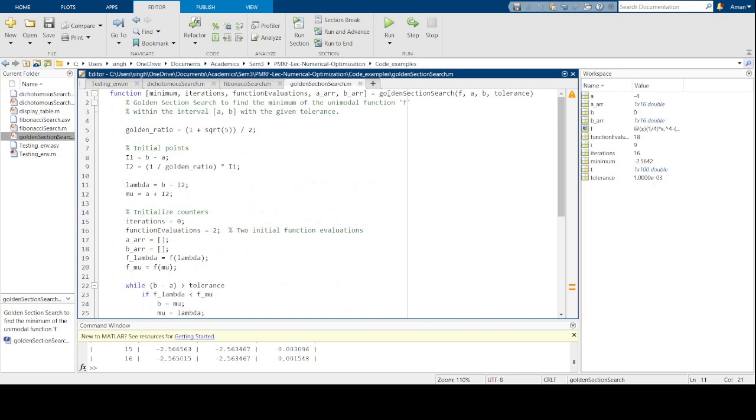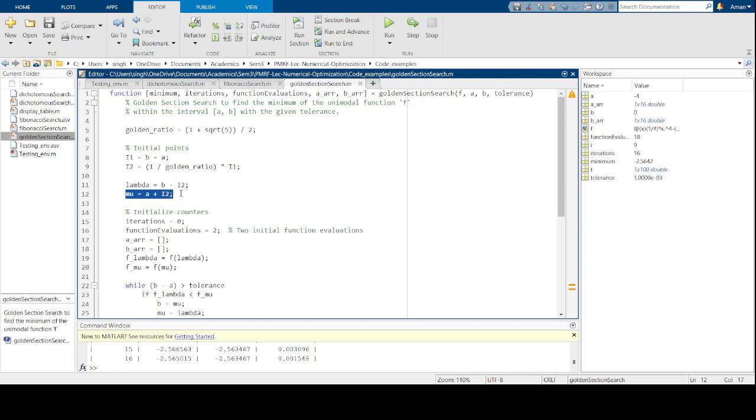So golden section search, the structure is again similar. Tolerance. Now first we calculate the golden ratio, which is (1 plus root 5) by 2. So it is calculated here. And then we initialize the initial points, initial lambda and mu. So length of the initial interval is b minus a, and length of the second interval, which by golden section search we already saw, is 1 by golden ratio into I1. And lambda can be given by b minus I2, and mu can be given by a plus I2.